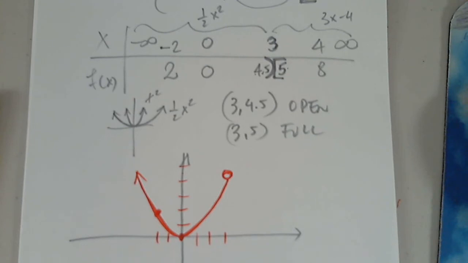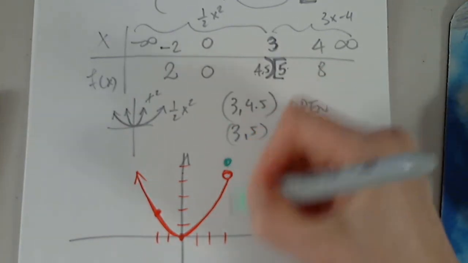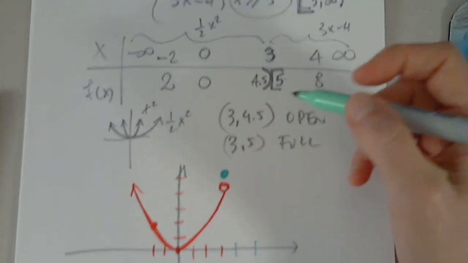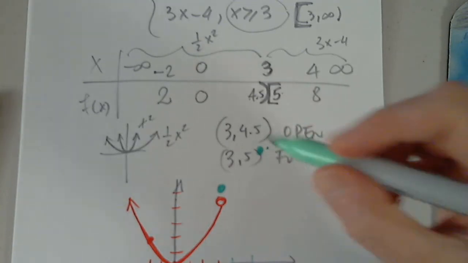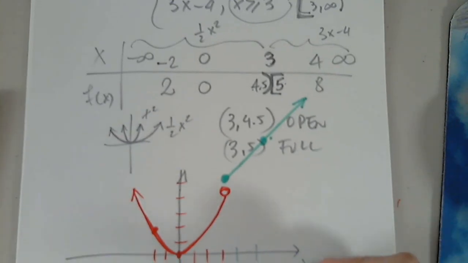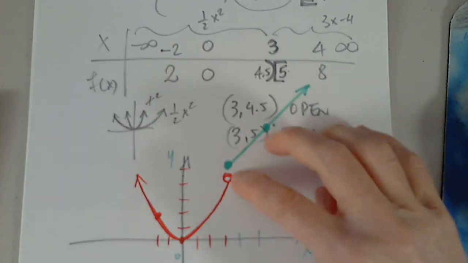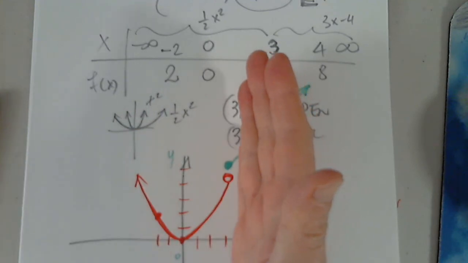Now, 5, it's a full point at 3. And at 5, 4, 5, it's 8. I'm going to put it out here in the boonies. That's what happens when you don't plan ahead. Learn from my mistakes. So this function is to the right of 3. This function is to the left of 3.